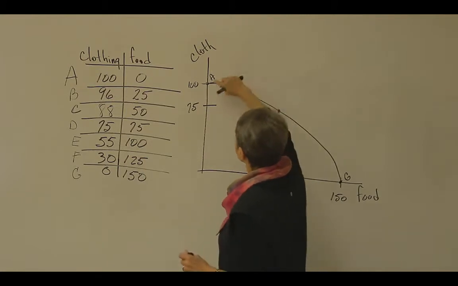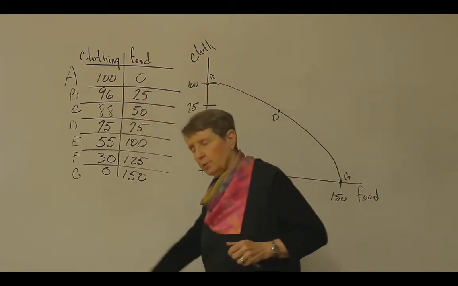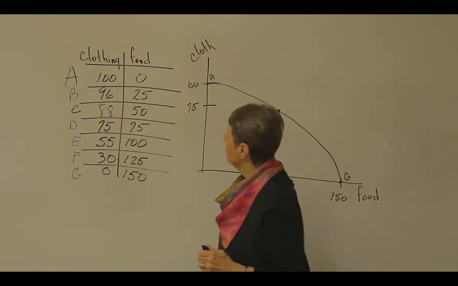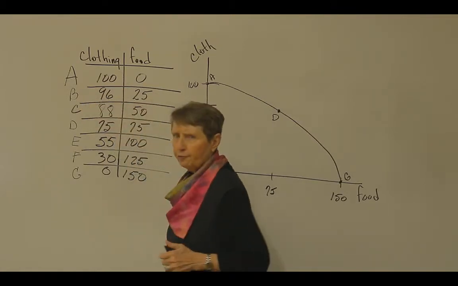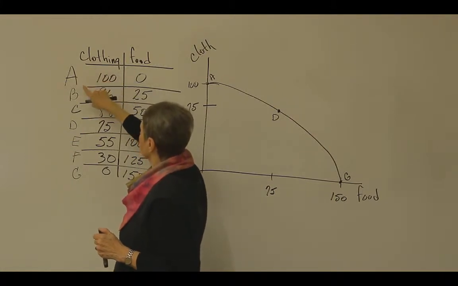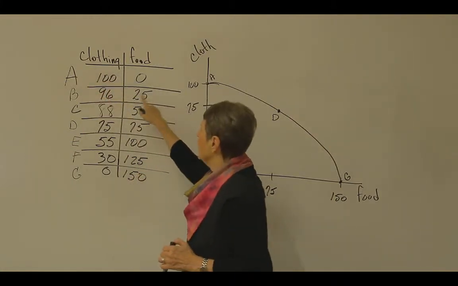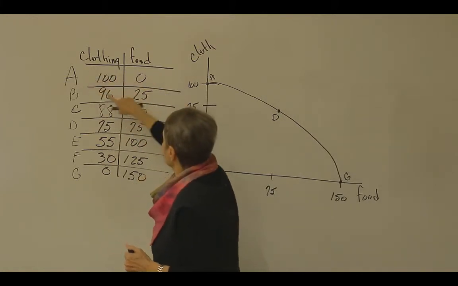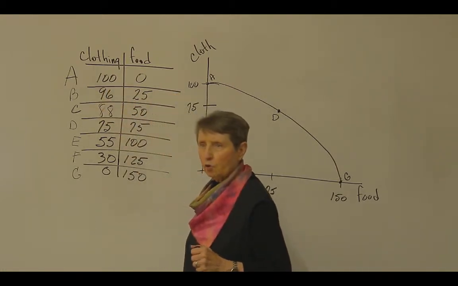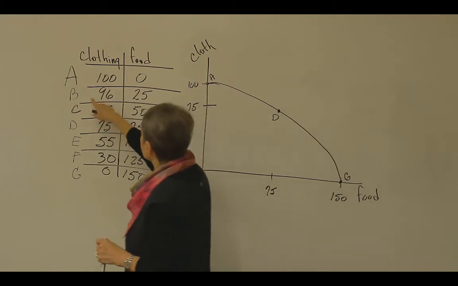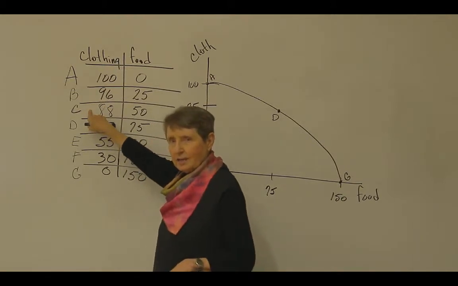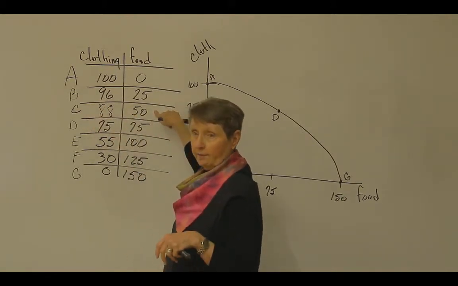If we start out producing at A and we say, my goodness, we're hungry and we have no food, we should probably give up some clothing and get some food. So we must move resources from the clothing industry over into the food industry. And what you'll notice is that from A to B, we gain 25 units of food, and it only costs us 4 units of clothing. If we decide 25 units of food isn't enough, then we could move from B to C, in which case we gain another 25 units of food.